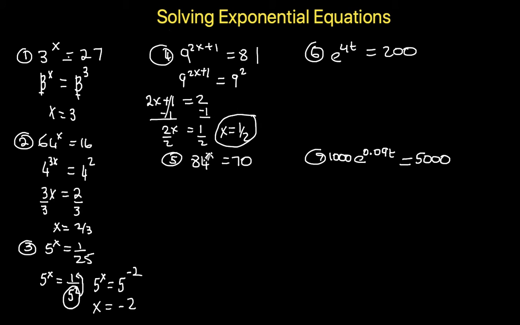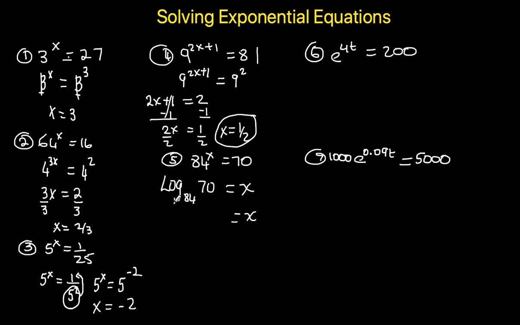Okay, number 5, there is no way I can get this to be the same base, so I have to rewrite this in log form. Remember, to rewrite it in log form, you write log and then your base, which is 84, and then switch. So log base 84 of 70 equals x. And there you have it.